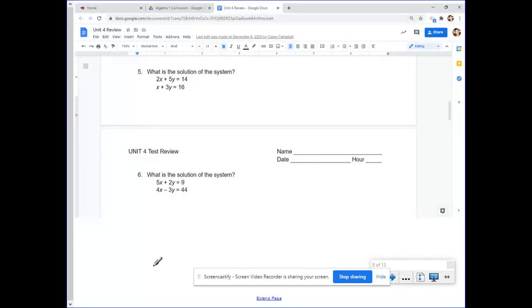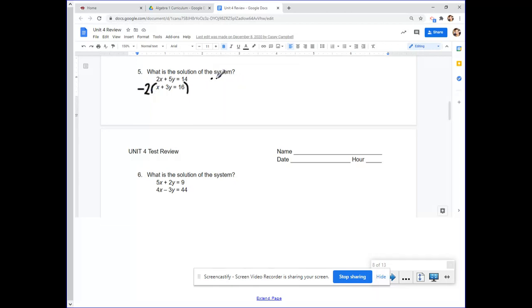Number 5, what's the solution to the system of equations? I've told you before, I'll tell you again, if you don't do this the exact same way as me, that's fine, because nowhere does it say you have to use elimination or you have to use substitution. If it doesn't say that, use whatever way you like the best. If you didn't do it the same way as me, that's fine, as long as you get the same answer as I do at the end. So I am going to use elimination because they're both in standard form. The easiest thing for me to do would be to cancel out my x's.